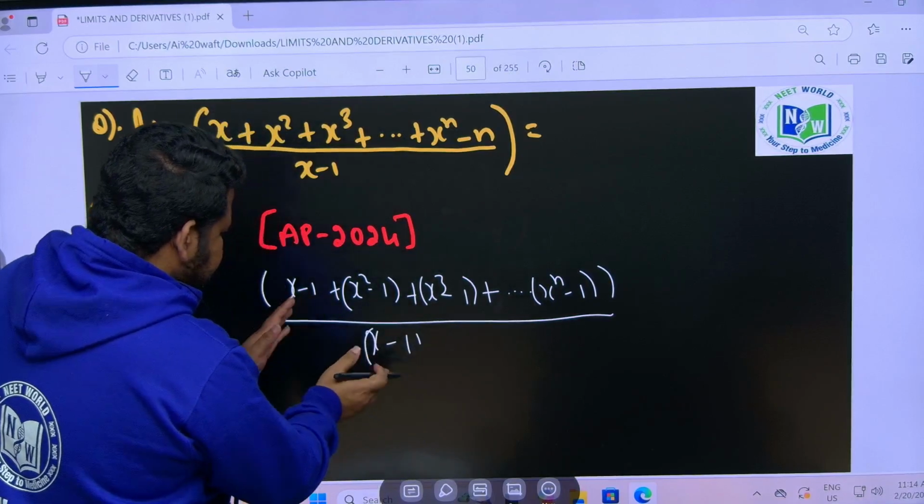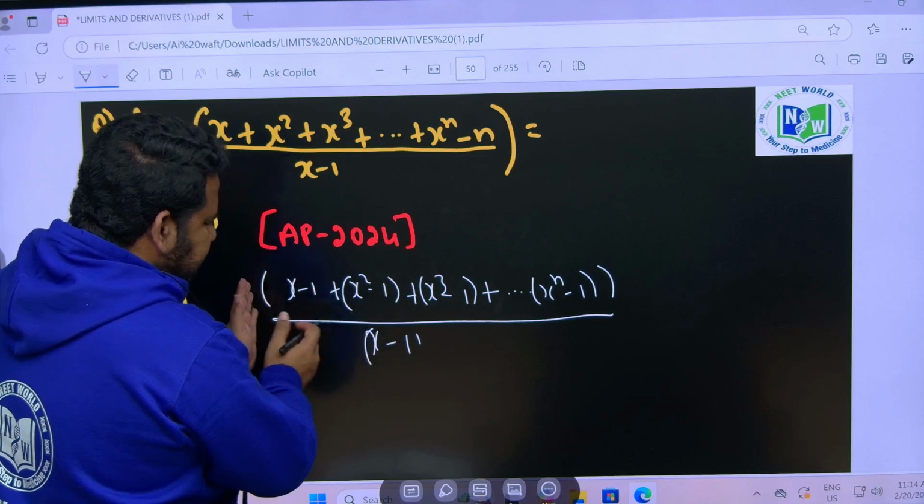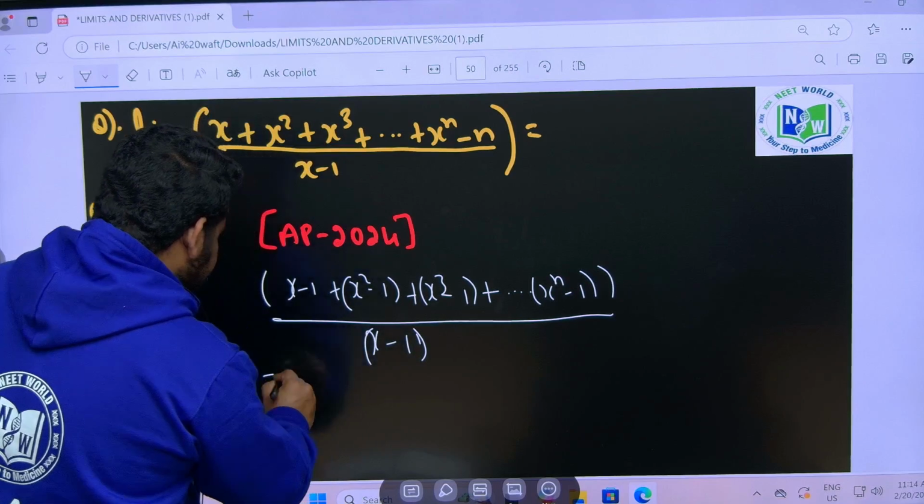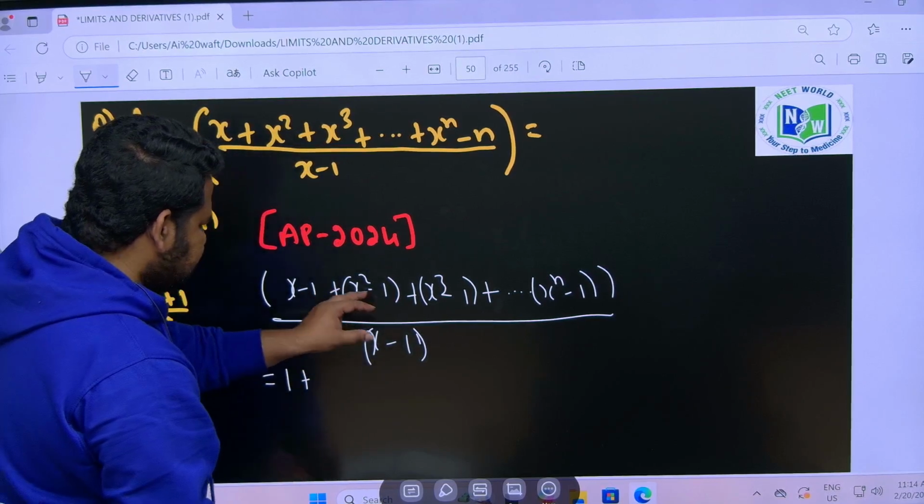Now if you take each of them separately and divide, what will you get? x minus 1 by x minus 1, you will get 1. Okay. Similarly, x square minus 1 by x minus 1.